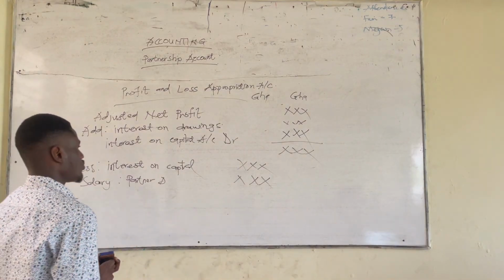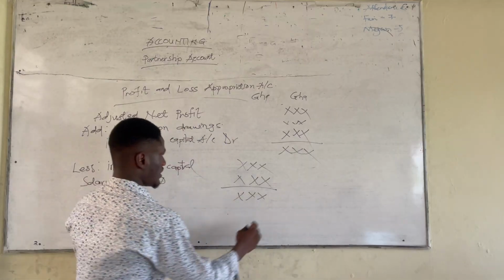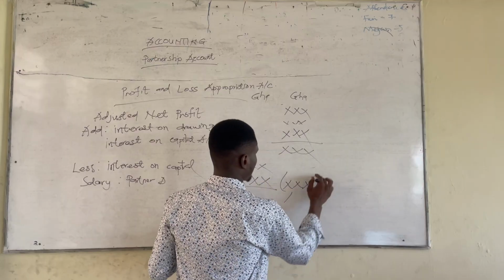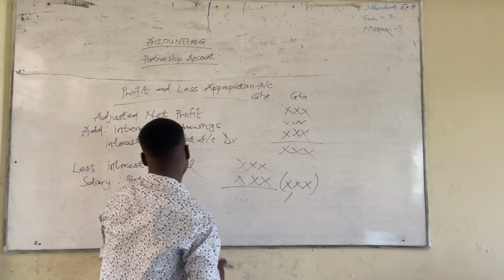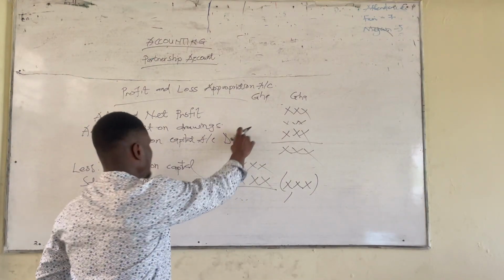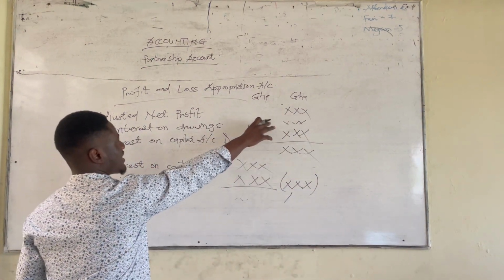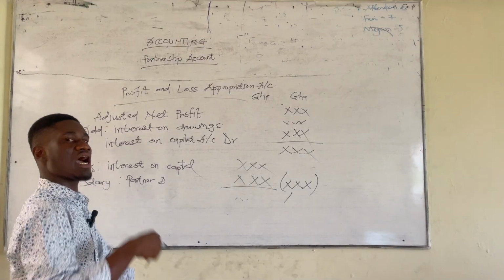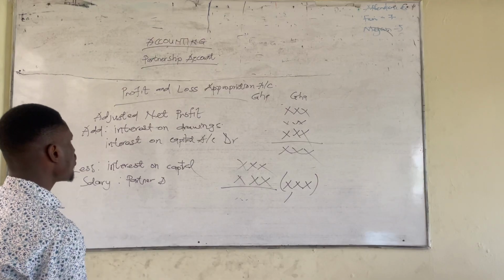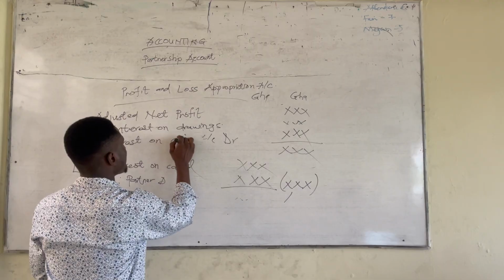Okay. So we'll add these and we'll subtract from this one. So after adding those items that you, the partner, is going to pay to the business. Okay. You also add, here is current account.